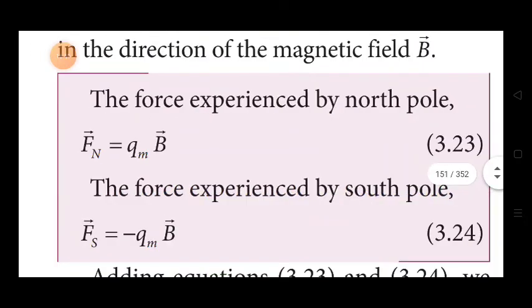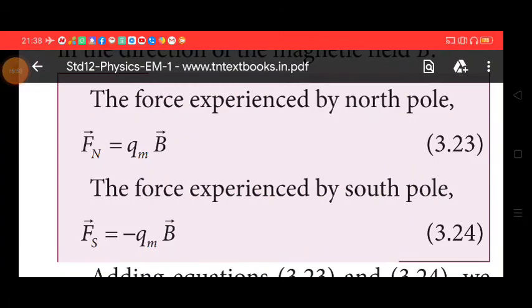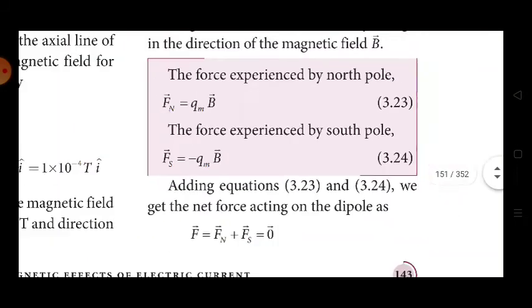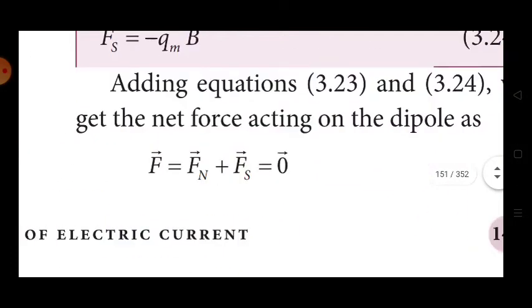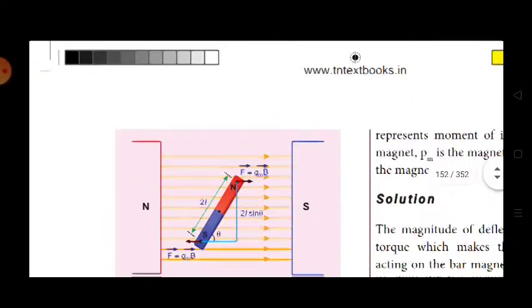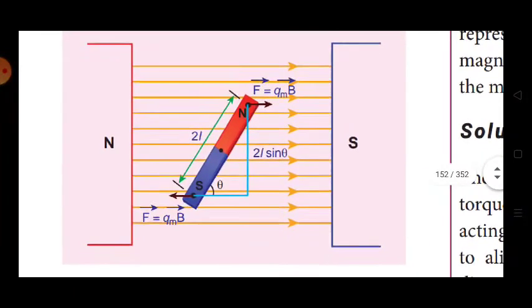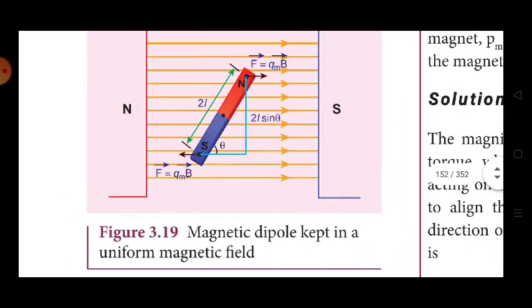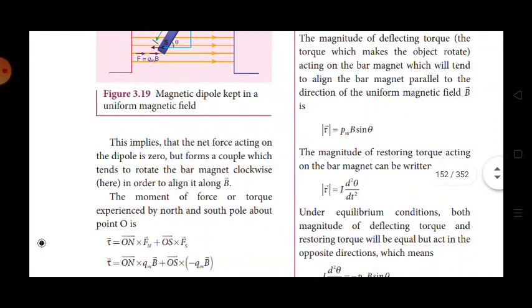So, the force experienced by the north pole, F vector n, is equal to QmB vector. The force experienced by the south pole is given by minus QmB vector. Adding these two, we get the total force equal to 0 vector. Then see the diagram. The magnet is placed in the magnetic field in this form. I think that a problem and more questions can arise from this topic.